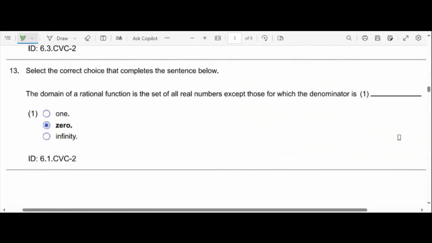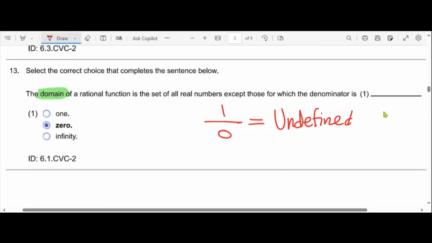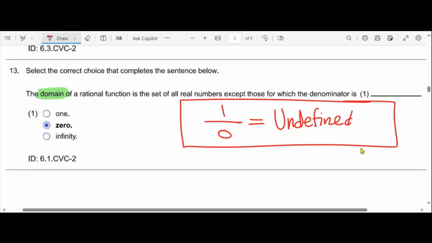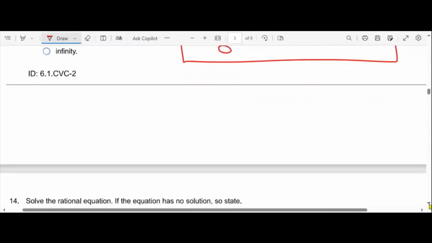Whose turn? Okay, my turn. Number 13. Select the correct choice that completes the sentence below. The domain of a rational function is the set of all real numbers except those for which the denominator is 0. Why? Because 1 over 0 is undefined. Clear? Yes. Clear. Next one.